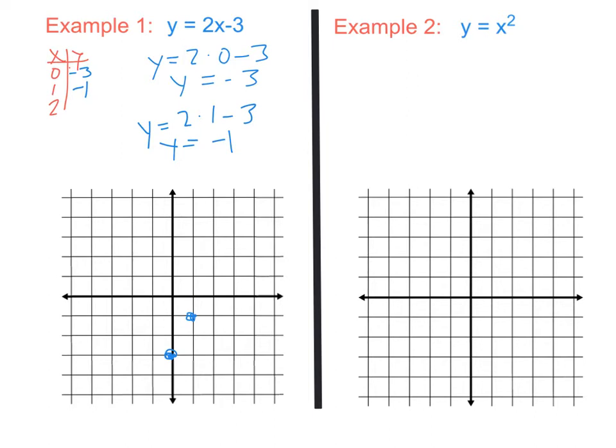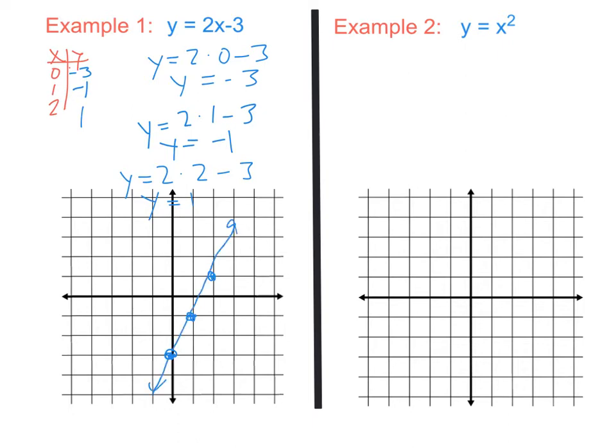And then just to make sure we're heading in the right direction, we'll do y equals 2 times 2 minus 3. 2 times 2 is 4, minus 3 is 1, so we have 2, 1. This is right here. So you can see these dots are all going up in a straight line when I connect them. Let's try and draw this as best I can.